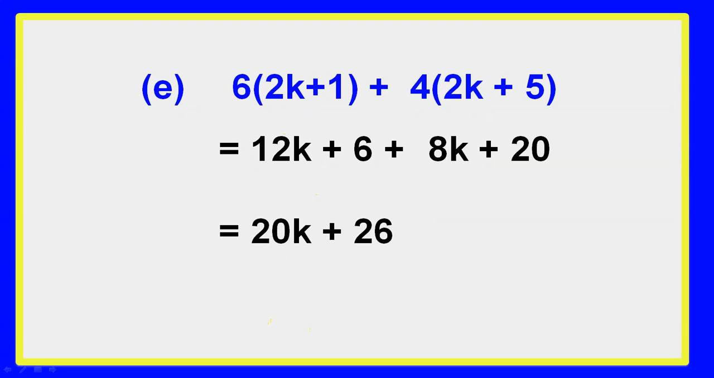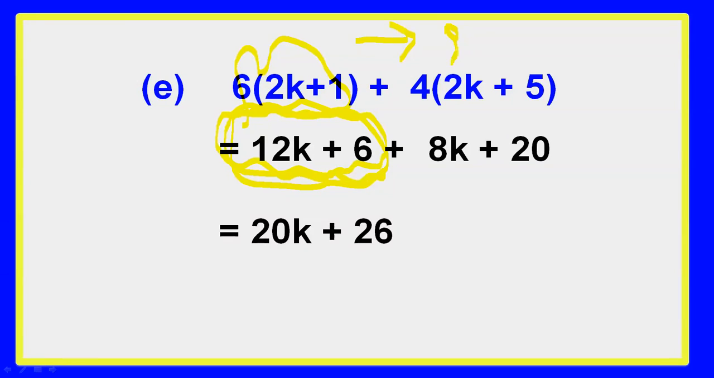Move on. In part E. Okay, I know the strategy. Those numbers knocking at the door of the bracket, look here. 6 wants to meet with 2k and 6 wants to meet with 1. So when they meet, what is happening there? I am getting 12k plus 6. Now, what happens when I'm moving forward? What am I observing here?